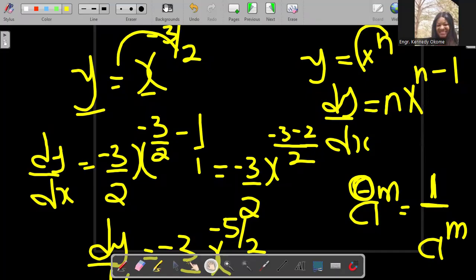While we wait for the students, these are just very basic concepts in differentiation and limits.